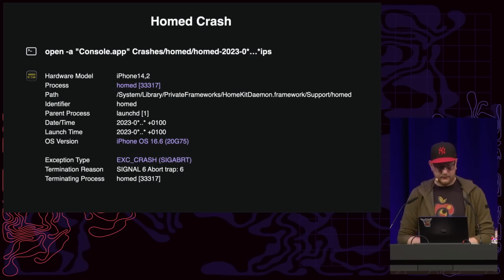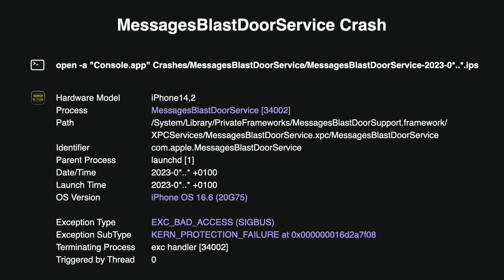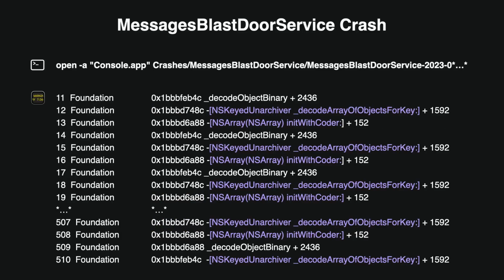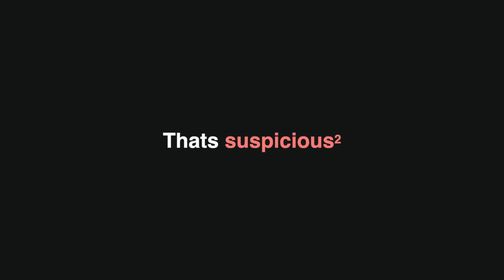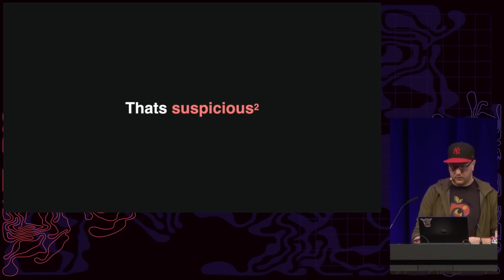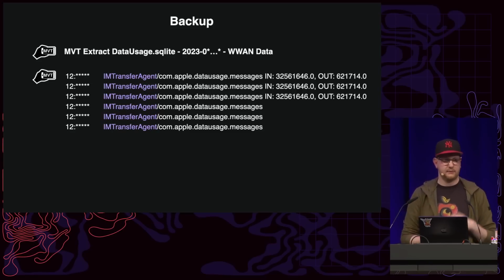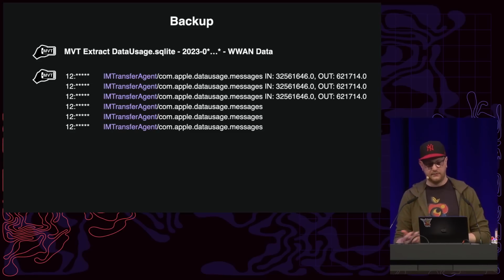When I looked at the HomeD crashes, they actually looked pretty normal, so there was nothing in there. But once I started to look at the MessagesBlastDoorService crashes, I could see there's a little bit more severe crash message. I could also see lots of times that there is a plist file decoded from an NSKeyedArchiver, and this just goes on forever. So that was definitely suspicious for me. Luckily, I had a backup available, so when I checked the backup for the times where I had those crashes, I could see that IMTransferAgent, the process responsible for downloading iMessage attachments, was downloading iMessage attachments multiple times.